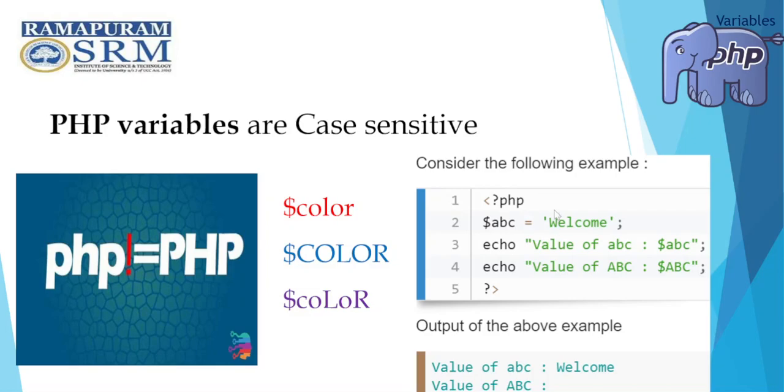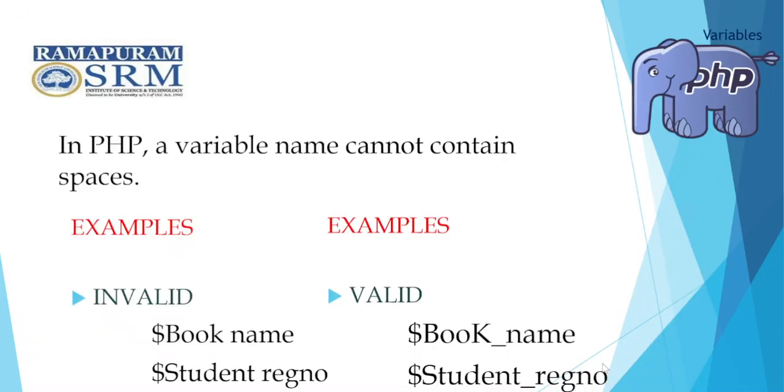See this example, $abc equal to welcome. I am printing the value, echo value of abc. Here I have defined the variable as lowercase, so it will be printed. And in the next line I am using the variable name as capital letters, but it is not defined before inside the program, so it will not print the value.